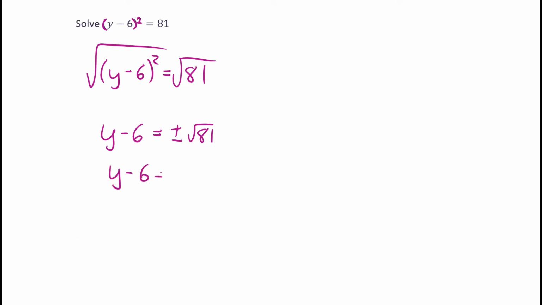So I have y minus 6 is equal to plus or minus 9. Here, I should split it into two equations, because one is going to equal positive 9, and the other is going to equal negative 9, and those two give me the two values that I have for y.